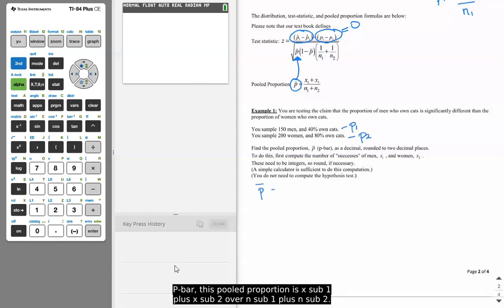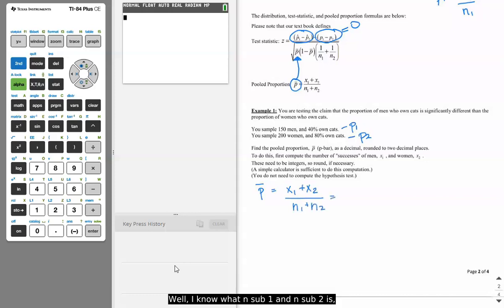Okay, so let me just write the formula here, right? So P bar, this pooled proportion, is x sub 1 plus x sub 2 over n sub 1 plus n sub 2. Okay, well, I know what n sub 1 and n sub 2 is, right? That's the sample size. So I have 150 men and I have 200 women, right? So that'll be my denominator. Now I need to figure out the number of successes.